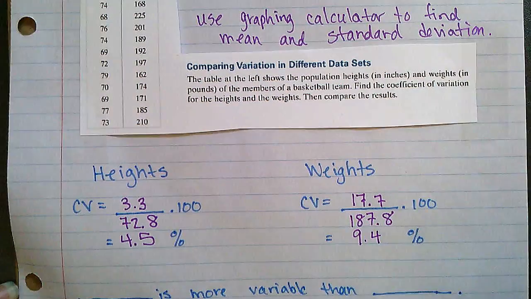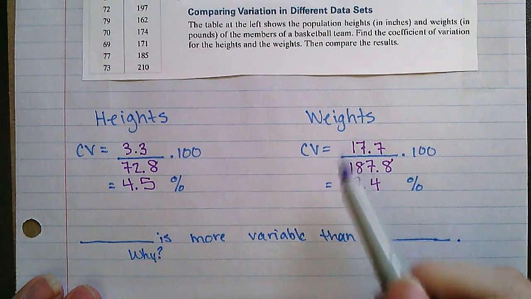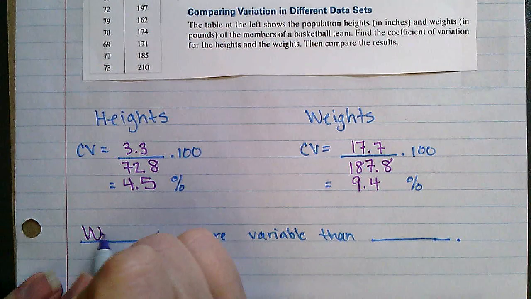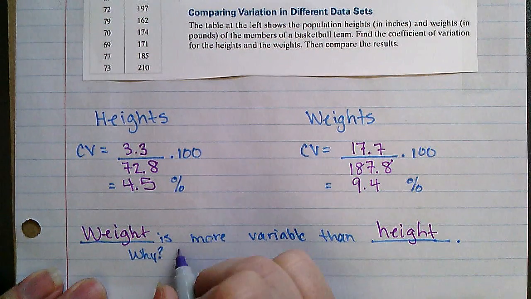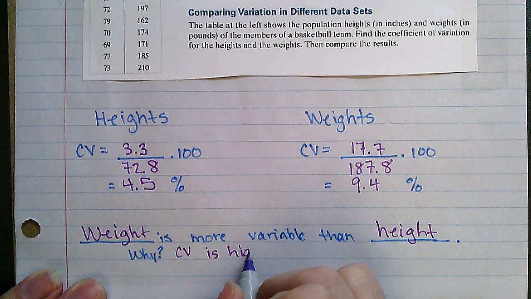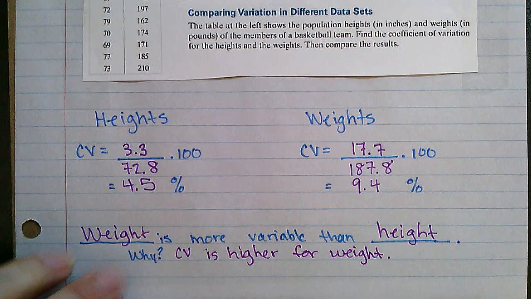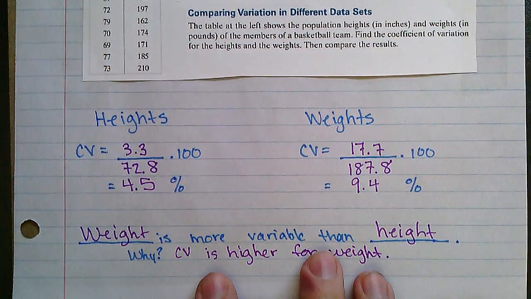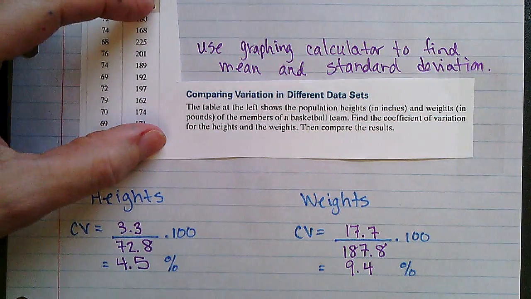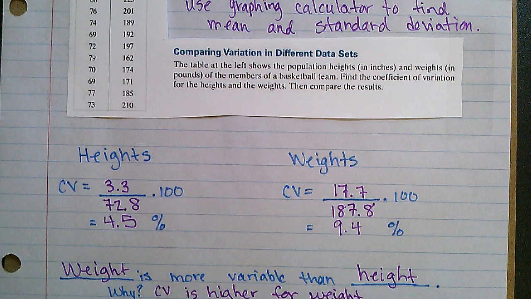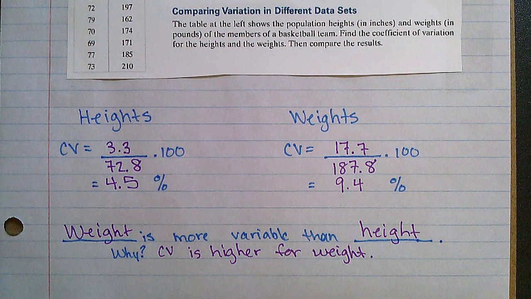So which data set is more variable? Since the weights are 9.4, then we would say weight is more variable than height. And that's because the coefficient of variation is higher for weights. So in other words, the heights are more clustered together. So we have the basketball players' heights are more similar to each other than their weights are. Or another way to say that would be that their weights are more different from each other than their heights are, meaning that they're more spread out or more variable.